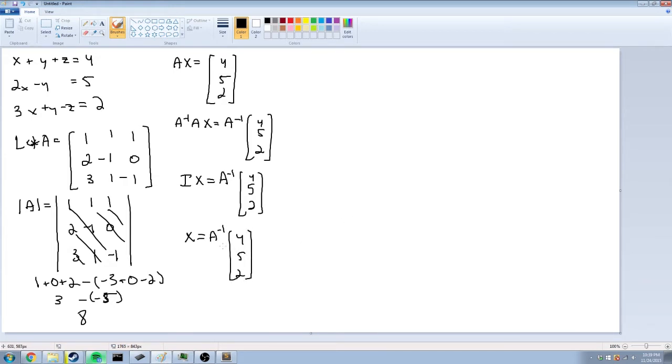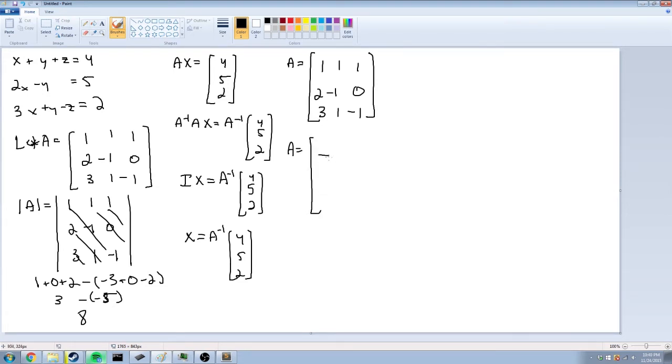So now that we know that, we want to find what the inverse of A would be. So we're just going to rewrite A real quick: 1, 1, 1, 2, negative 1, 0, 3, 1, negative 1. And then we want to find the determinant for each of these digit placeholders right here. It's kind of hard to explain, so I'll try my best.